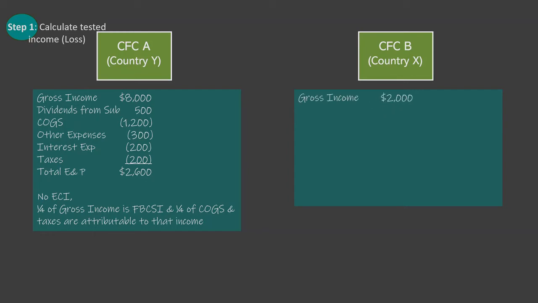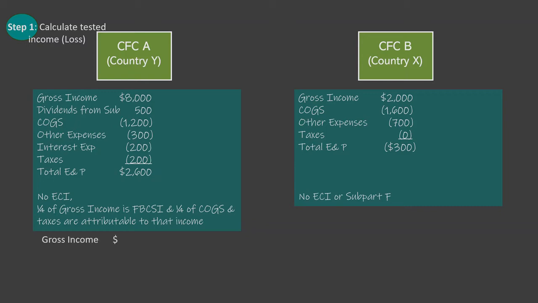Looking at CFC B, CFC B has gross income of $2,000, cost of goods sold of $1,600, and other expenses of $700, and CFC B pays no taxes. This gives CFC B total E&P or loss of $300. Furthermore, CFC B has no effectively connected income or Subpart F.